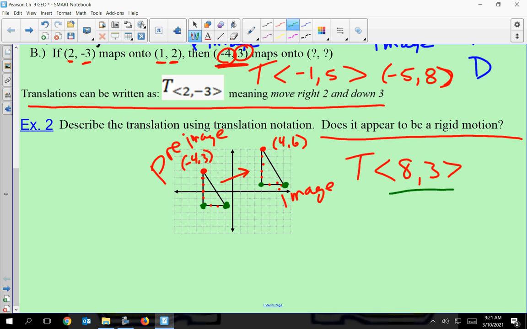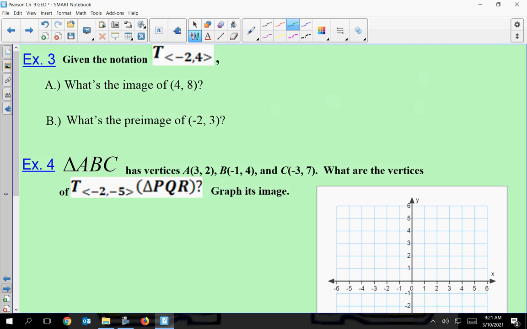Okay. All right. We go here. We're given a translation rule right here. So if you want to write that down, we're going to go in the negative x direction 2, and we're going to go in the positive y direction 4. And if we write A and B down, they're asking in A, what is the image of (4, 8)? So I want to just take that translation rule and apply it. So I'll let you guys go ahead and do that.